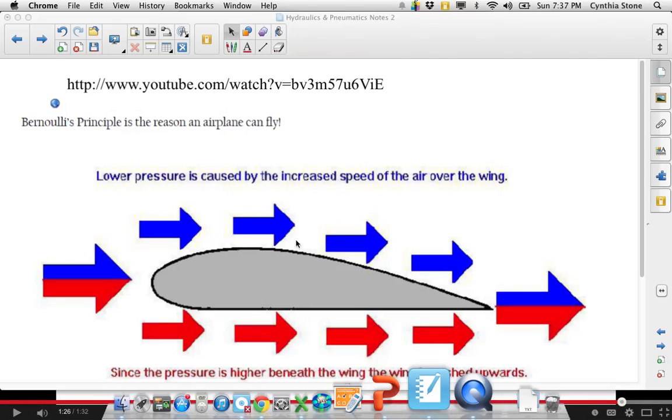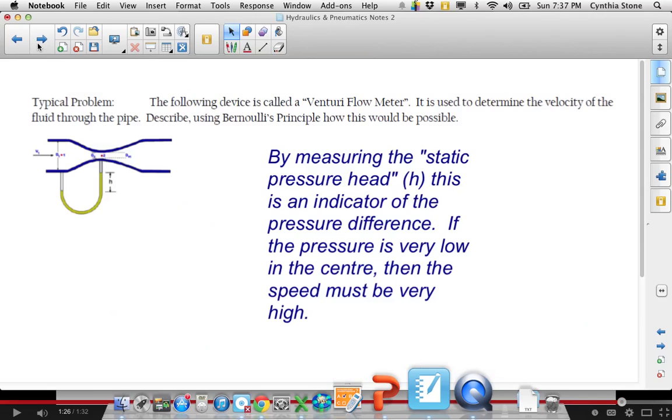Bernoulli's principle, why an airplane flies. Okay, so this is a typical problem. This is probably one I wouldn't give you, but it's at least a good example. I was talking about this being the shape of a Venturi meter. It is used to determine the velocity of fluid through a pipe. So describe how that would be possible. Again, this looks like a manometer, right? If you could measure the pressure difference between these two areas, you can tell by how much pressure difference is the relative speed.